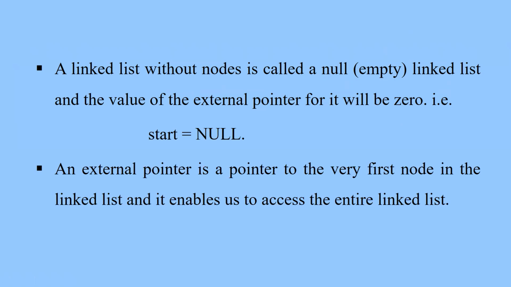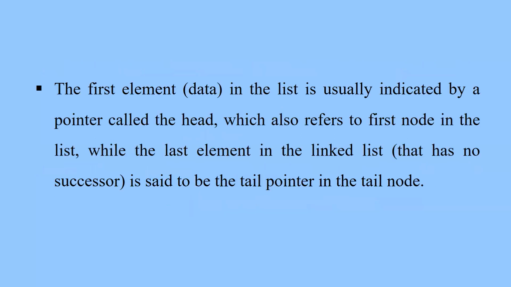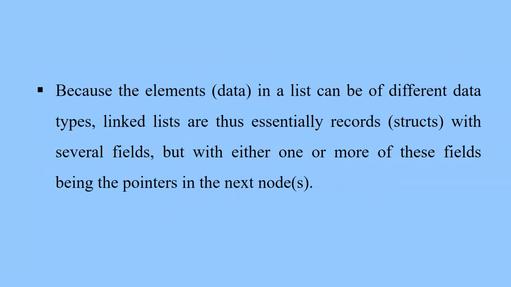An external pointer is a pointer to the very first node in the linked list, and it enables us to access the entire linked list. The first element or data in the list is usually indicated by a pointer called the head, which also refers to the first node in the list, while the last element in the linked list that has no successor is said to be the tail pointer in the tail node.